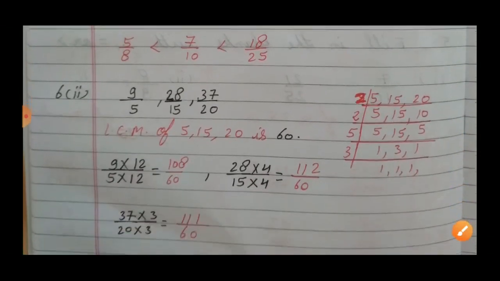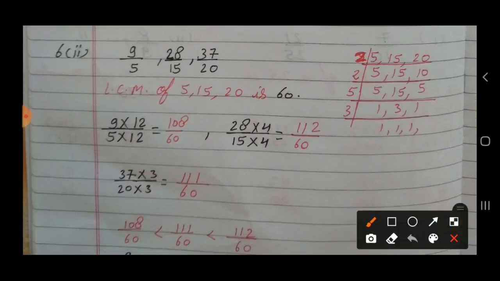Come to the second part. What we have to do to find out the ascending order? First we have to change all these given fractions into like fractions. We will make the same denominator. First for this we have to find the LCM of all these denominators. LCM of 5, 15 and 20 is 60. This is the process of prime factorization. After this you are getting 60. We have to make 60 in the denominator.